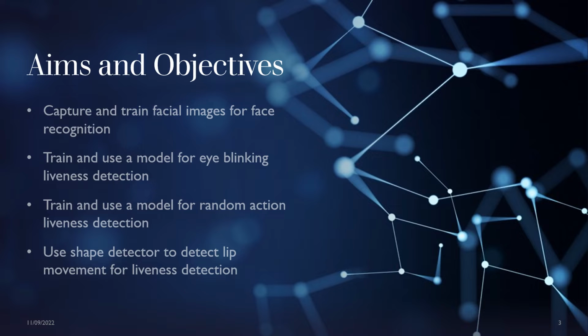Next is the random action liveness detection. This system uses three main categories of tasks: emotion detection, profile detection, and finally eye blinking detection. However, in this eye blinking one, it does not use CNN as in the previous one. It uses eye aspect ratio to determine whether the eye is blinking or not, by making use of a shape detector.